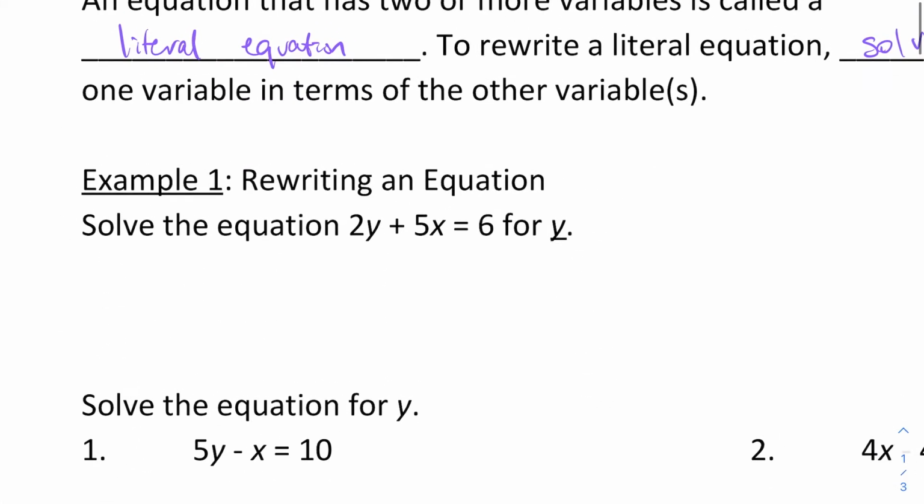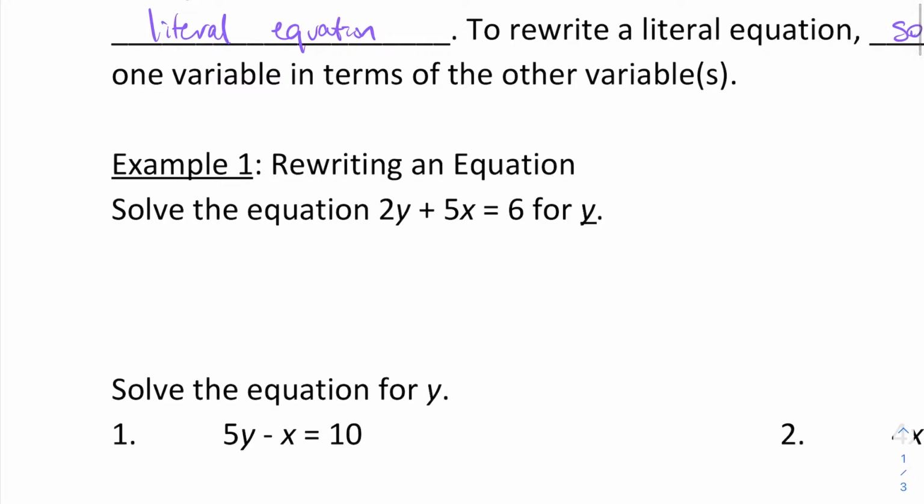Example 1, solve the equation 2y plus 5x equals 6 for y. I want y by itself. Y is right here. I need to get rid of everything that's on the same side of my y. I need y by itself. I want y equals something. Okay, so let's subtract 5x first.